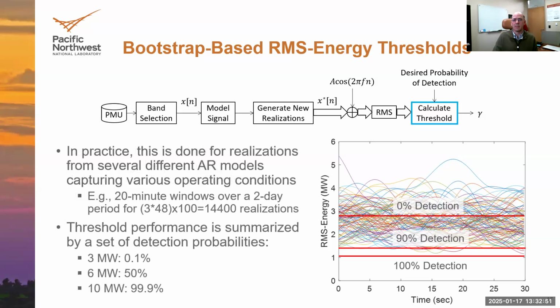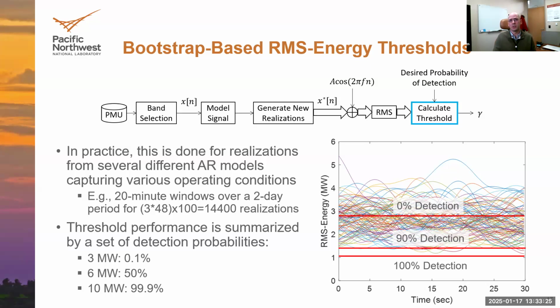So in practice, I'm not doing this just for 100 realizations. What I've done so far is I've used a 2-day period of data where I split it up into adjacent 20-minute windows. And this gives us a picture of different operating conditions throughout the day. And then 100 realizations for each one of those. So we build a new autoregressive model for each one of those 20-minute windows, and then 100 realizations. So in the end, I'm using 14,400 realizations to set these probabilities.